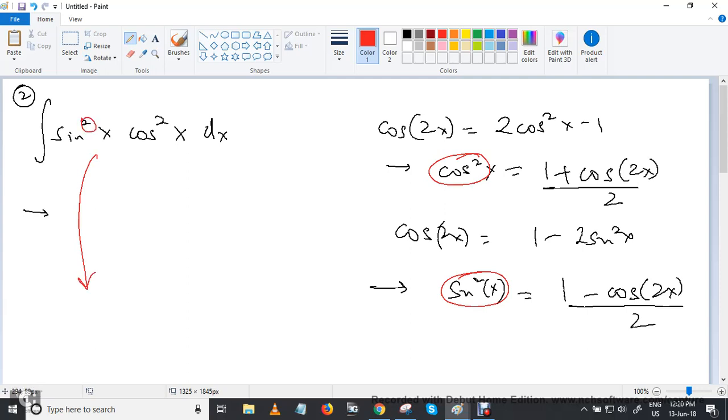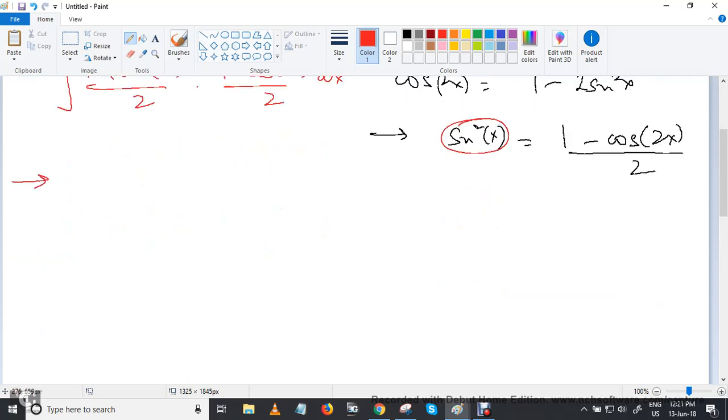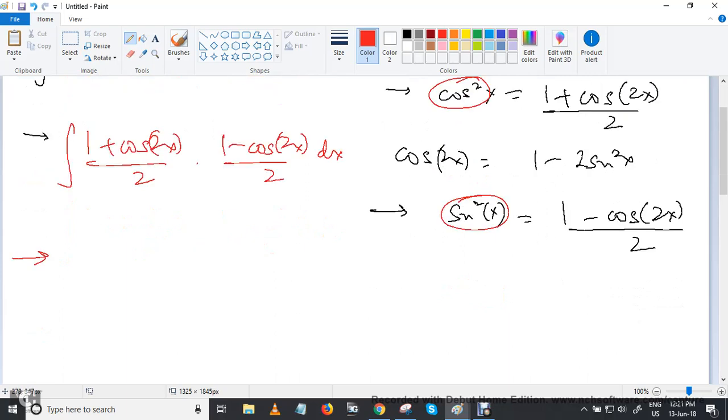Now if you had sine to the power 4 and cos to the power 4, you would have basically taken this and done the whole square of that. So when we do this, we get (1 plus cos 2x) upon 2 times (1 minus cos 2x) upon 2 dx. Now let's pull the 1 by 4 outside, times, when we multiply 1 plus cos and 1 minus cos, we get 1 minus cos square 2x by using the a plus b, a minus b formula.